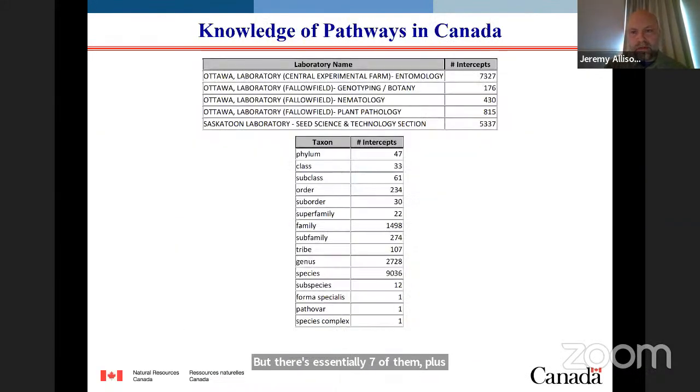The identifications of those samples are done by laboratories in Ottawa and Saskatoon. About two-thirds of those interceptions were identified to the species level, and some of them to the genus level. Based on the quality of the sample, sometimes it's not possible to go to that level, and we end up only identifying things to higher taxonomic levels.